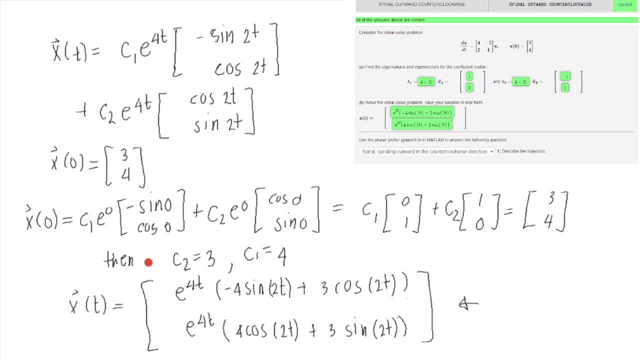And let's substitute these constant values above. We have c1 here as 4, and let's distribute that inside, then add and factor out the e to the 4t. We have negative 4 sine 2t, because 4 times negative sine 2t is negative 4 sine 2t, plus, since your c2 is 3, 3 times cosine 2t is 3 cosine 2t, and 4 times cosine 2t is 4 cosine 2t, and 3 times sine 2t is 3 sine 2t. And this is your solution. And that's all.